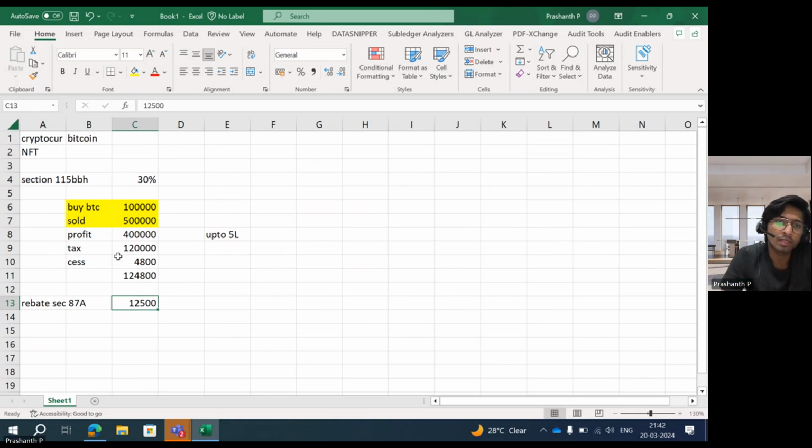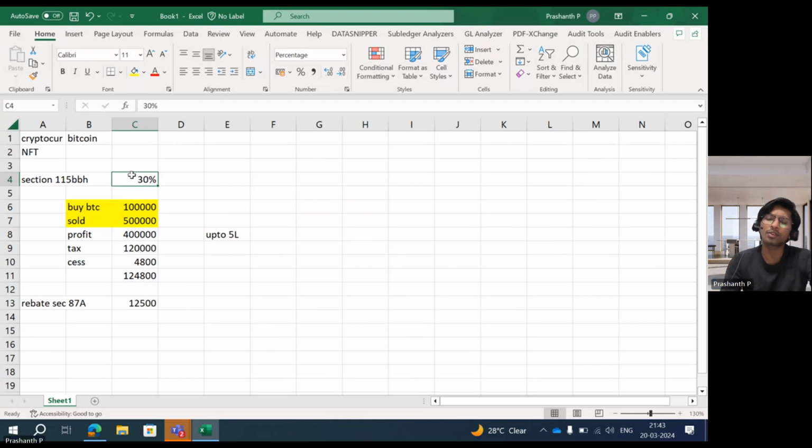So tax as per cryptocurrency is coming around 1 lakh 20,000. Can I deduct 12,500 from this 1 lakh 20,000? The answer is no. Even here, the government says you cannot get any benefit from any of the sections. The tax is 30 percent and you have to pay the tax no matter whatever things you're having.